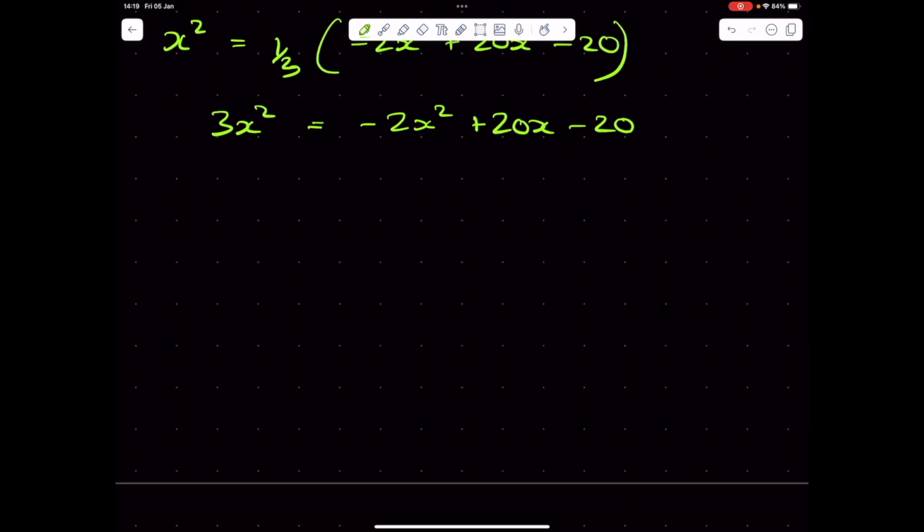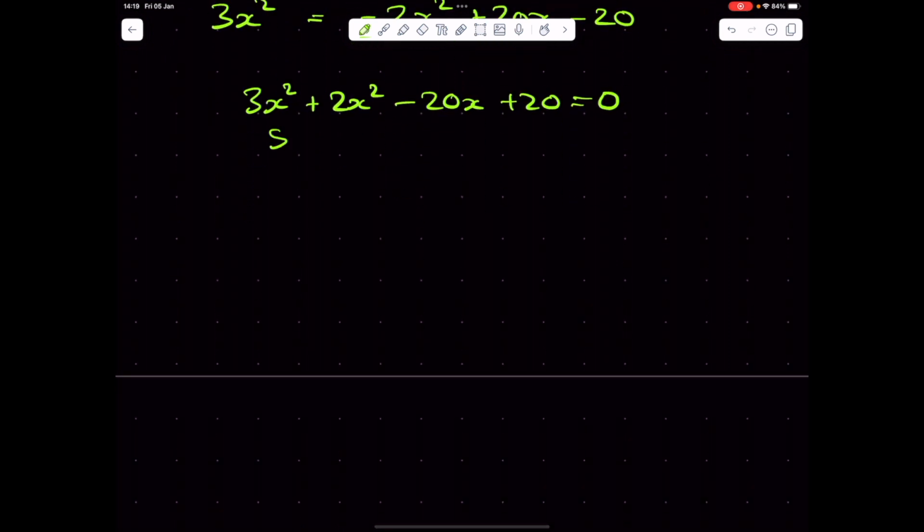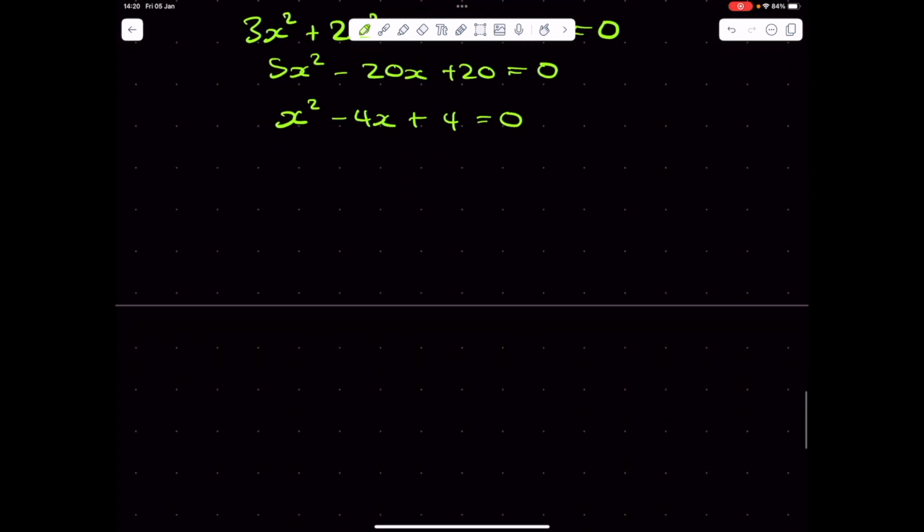So we'll get 3x squared plus 2x squared minus 20x plus 20. All of this is equal to 0. This will give us 5x squared minus 20x plus 20. All of this is equal to 0. Divide everything by 5. That will give me x squared minus 4x plus 4, which is equal to 0, right? And then we open our brackets there.